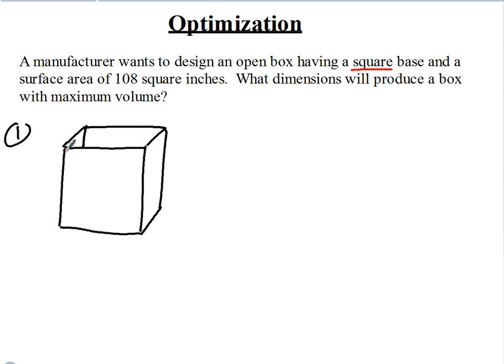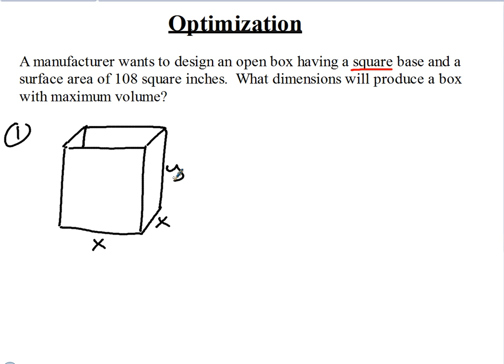Okay, so there's my open top box. It's got a square base. So what does that tell me? All the sides are equal. So on the base, that's x and that's x, right? What about the height? Is that x? No. It's possible that it might have the same number, but we don't know that. So the height we have to call something different. Let's call it y. Does that make sense? We have to allow for the possibility that it is different.